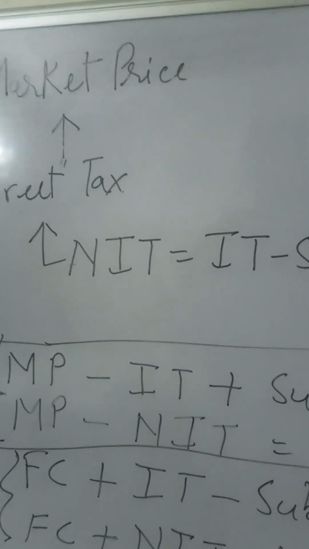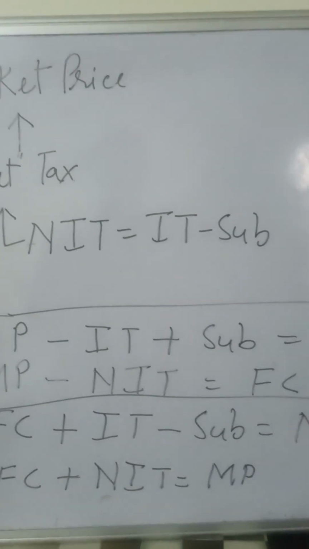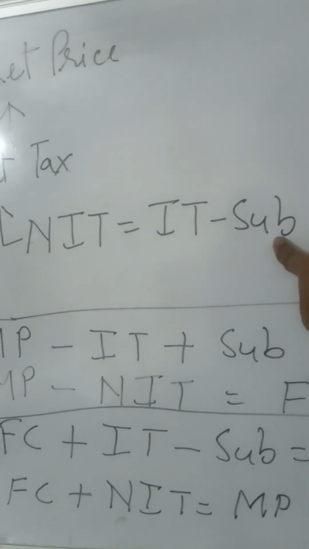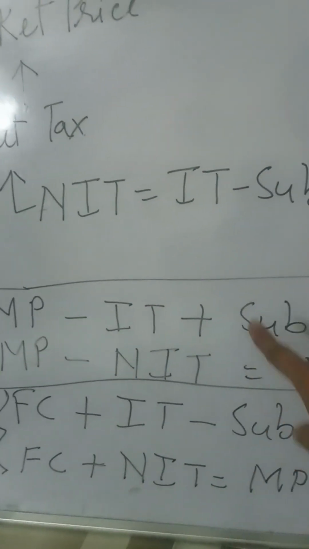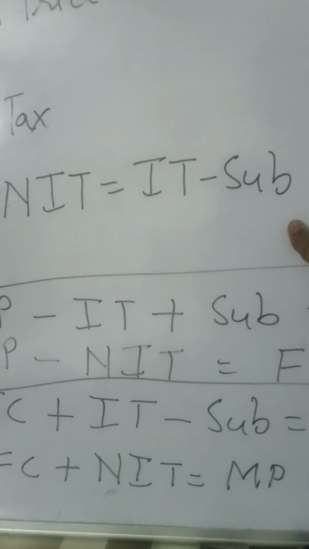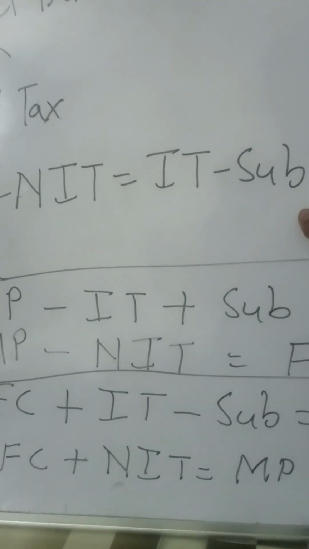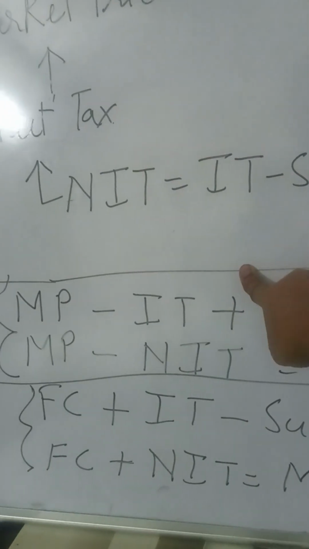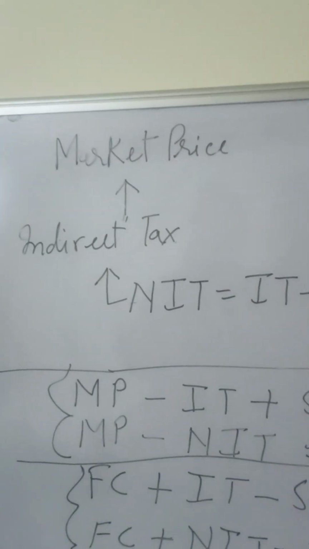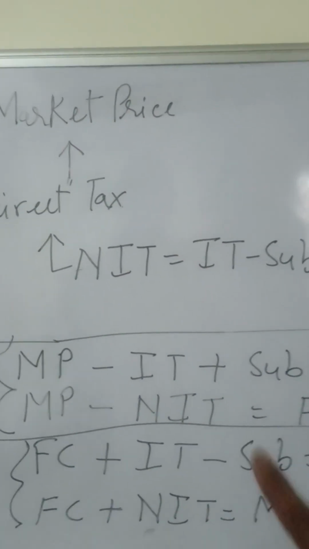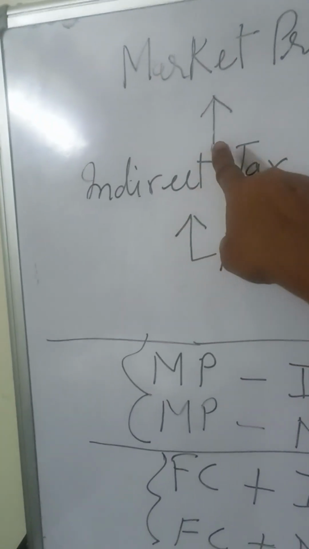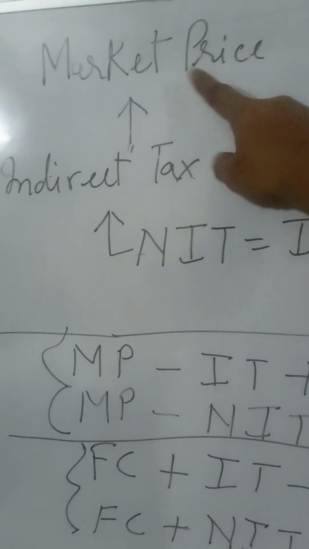So NIT, how will we calculate NIT? IT minus subsidies. IT minus subsidies is equal to NIT. Suppose IT is 100 crores and subsidies are 60 crores. So 100 minus 60, 40 crores is the net indirect taxes paid by the firm to the government. So IT and NIT both are included in the market price, right?